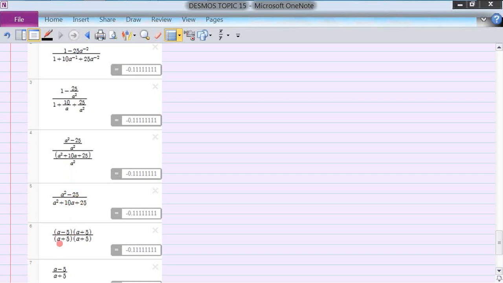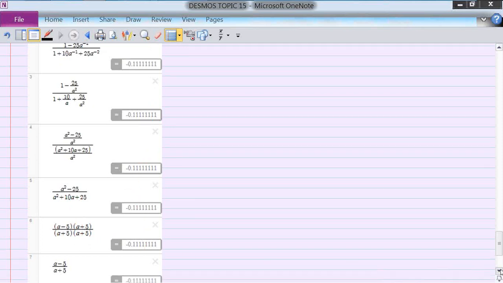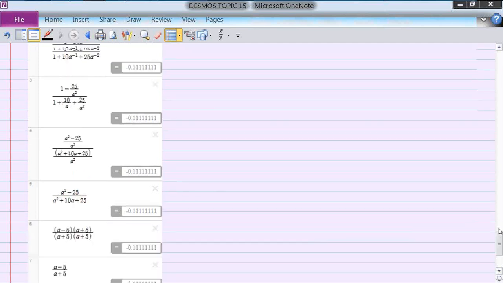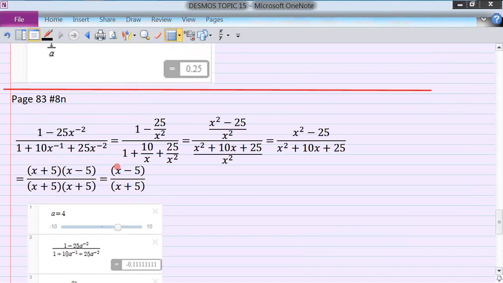Now this is the difference of squares. I get a minus 5, a plus 5. This can be factored as a plus 5, a plus 5. Notice as I move this all the way down here, and I've done the problem in many steps, the value here doesn't change. Change the value of the slider to make sure that there's no change. Now the a plus 5 cancels. I'm left with a minus 5 over a plus 5. Go back over here, a minus 5 over a plus 5.